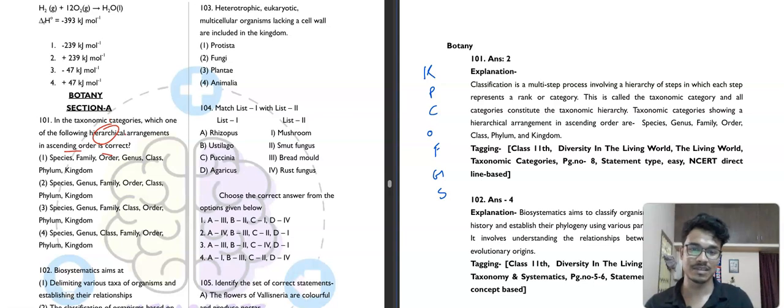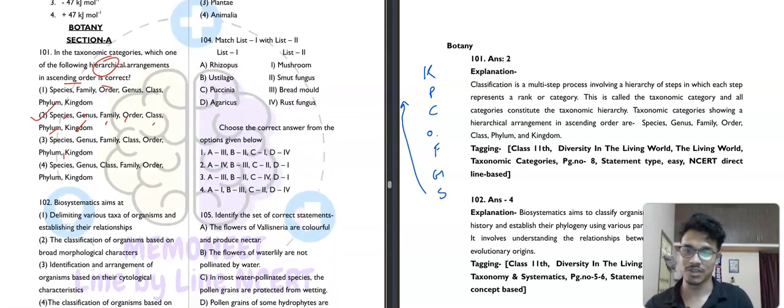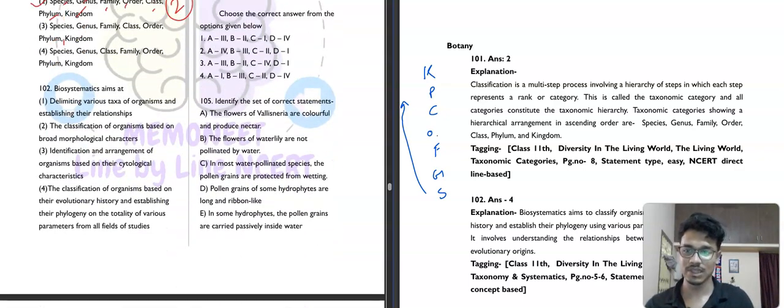So KPCOFGS: K stands for kingdom, P stands for phylum or division, C stands for class, O stands for order, F stands for family, G stands for genus, and S stands for species. But it is saying that you have to do it in ascending order. That means from this end, it will be like this. So first will be species, then genus, then family, then order, then class, then phylum, then lastly kingdom. So the second option will be our correct answer for this question, right? This is an easy question. Now moving to the next question.